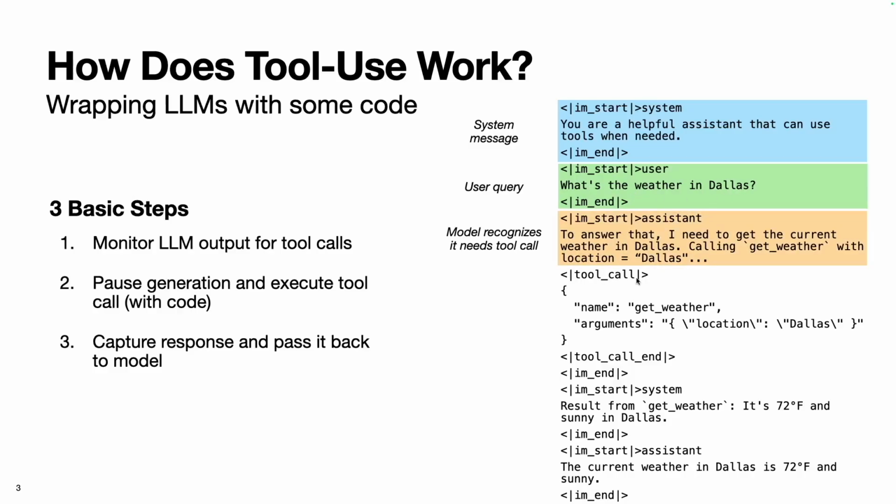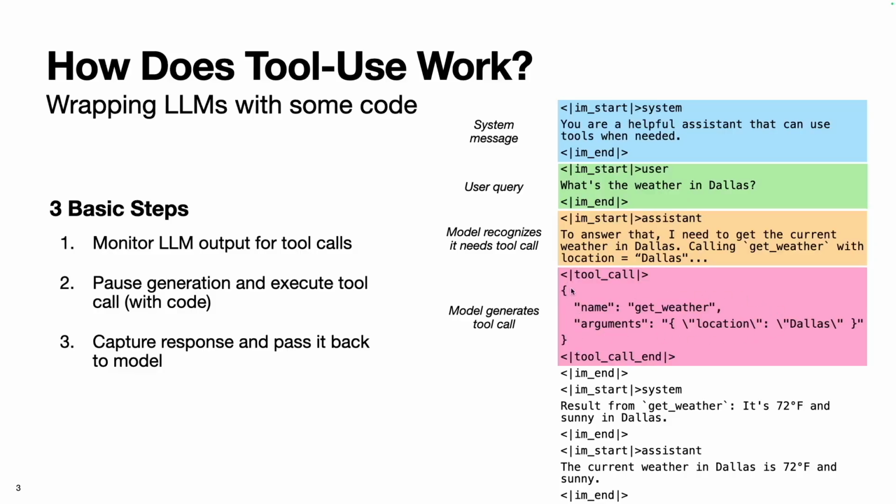Then we might have the assistant recognize that it needs to use a tool. So it says, "Oh, to answer that, I need to get the current weather in Dallas, calling weather." So it's going to use this get weather tool with location equal to Dallas. So this is it realizing it needs to use a tool. And then whether it was fine-tuned for tool calling or there was some other prompting involved outside of the system message, the LLM knows to use these special tokens or these special strings to demarcate its tool calling.